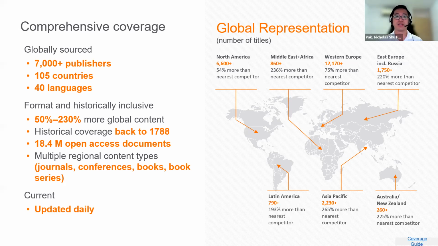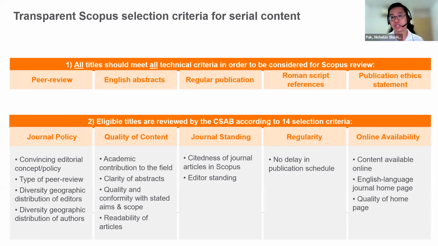I don't want to spend too much time on this, but what I want to emphasize is that we have a transparent Scopus selection criteria for serial content, and it comes across two stages. All titles need to meet all these five technical criteria to be considered for Scopus review: peer review, English abstracts, publication regularity, Roman script references, as well as a publication ethics statement. The titles are then reviewed by the CSAB according to 14 selection criteria in terms of journal policy, content quality, journal standing, publication regularity, and online availability. So these are broken down to these 14 granular details.